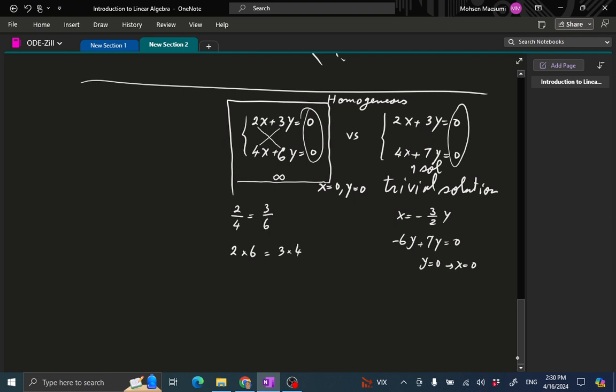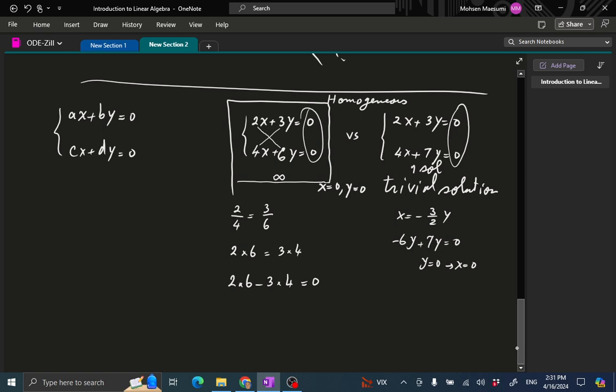That means the statement that these two fractions are equal to each other. Or 2 times 6 minus 3 times 4 actually turns out to be 0. Well, that is our criterion. If I have ax plus by is equal to 0 and cx plus dy is equal to 0, a, b, c, d will be some numbers like these.